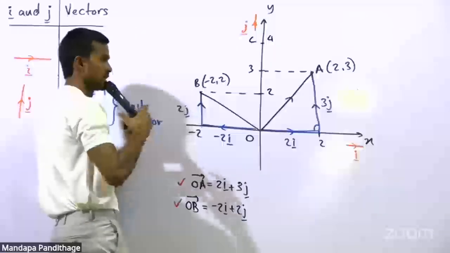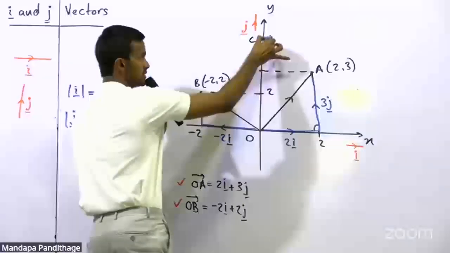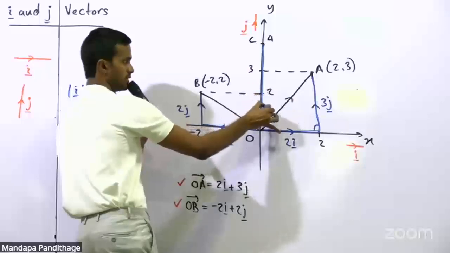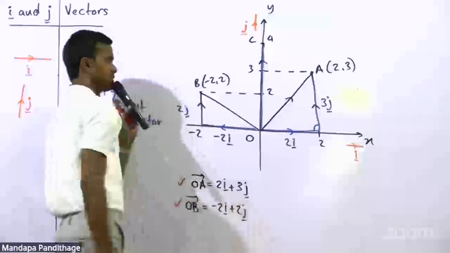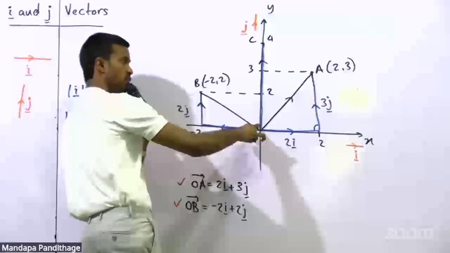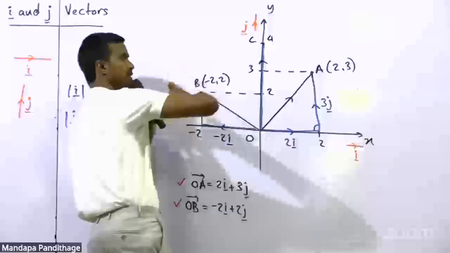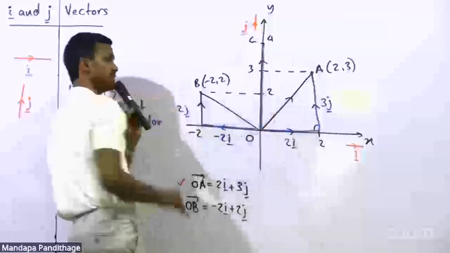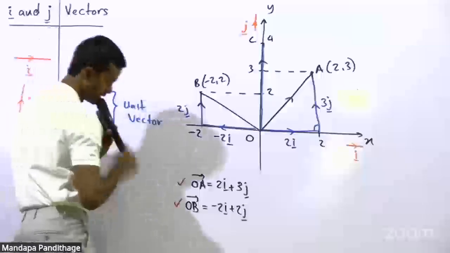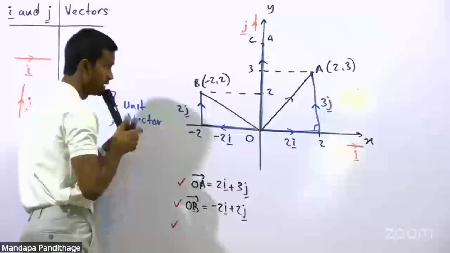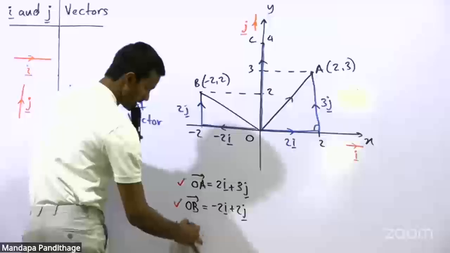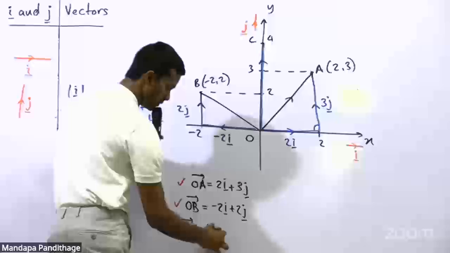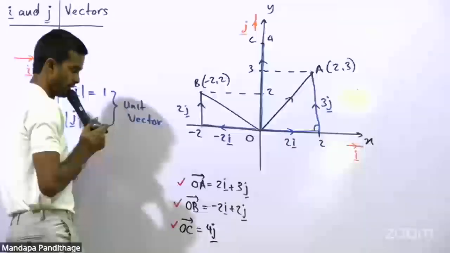So I need to write the position vector of C, which is directly this vector OC. The magnitude of this one is 4. The unit vector in this direction is J. So how can you directly write OC? It's 4J. We don't need an I, because to write a vertical vector, you don't need any I. That's 4J.